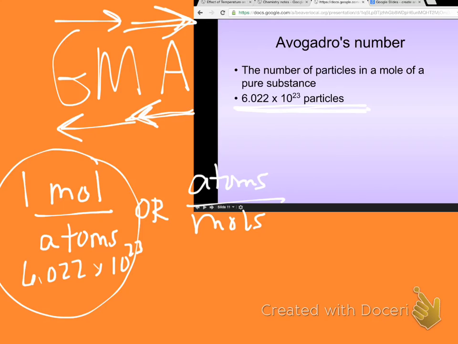If we're dealing with carbon, how many atoms per mole? 6.022 times 10 to the 23rd. If we're dealing with sodium, how many atoms per mole? 6.022 times 10 to the 23rd. If we're dealing with aluminum, how many atoms per mole? 6.022 times 10 to the 23rd. Okay, we get it, Moser.